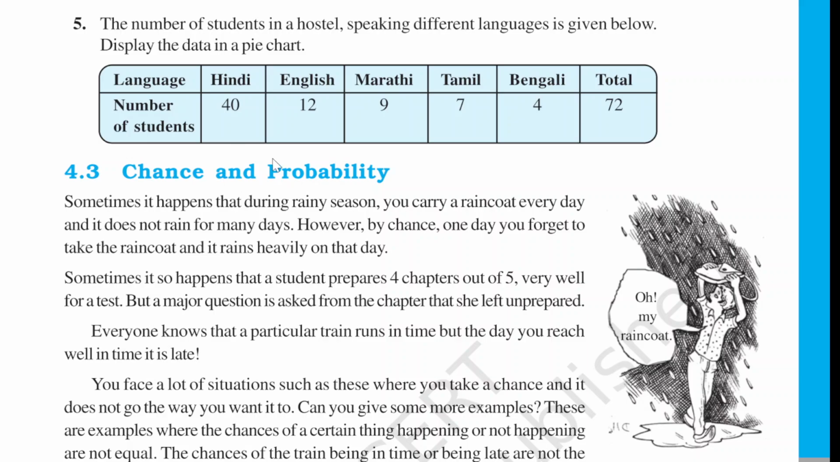The number of students in a hostel speaking different languages is given below. Display it in the form of a pie chart. When you go to college for higher study, you will have students from all over India. Someone will be speaking Marathi, someone Tamil, and some of your friends will be from Kolkata, speaking Bengali.